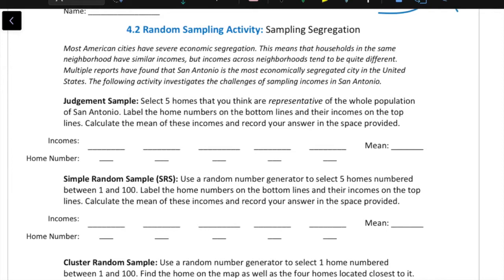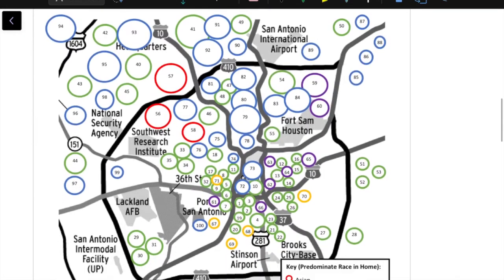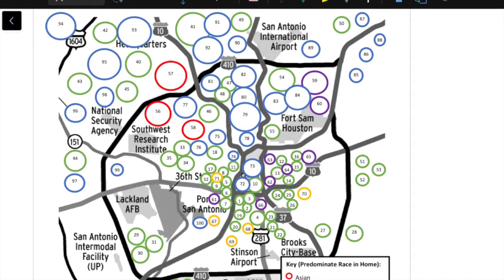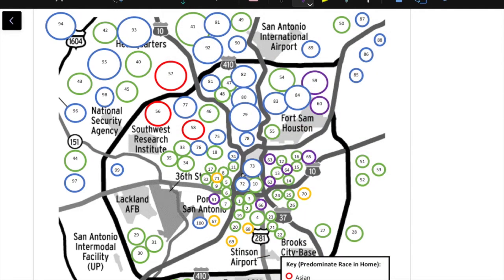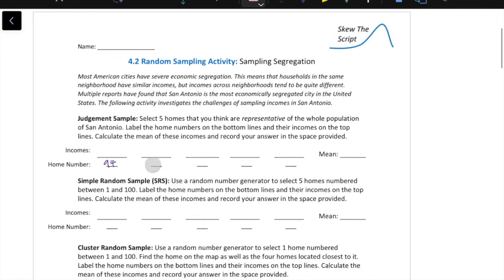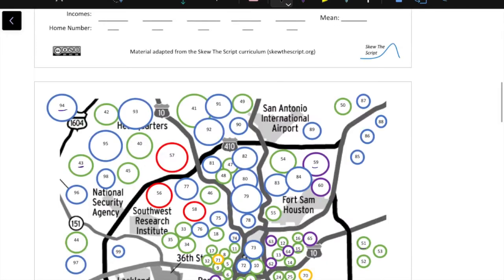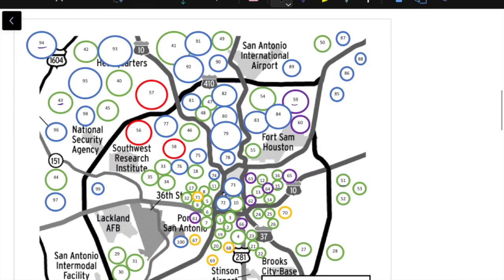So here's what I'm going to do first. We're going to look at this map, and they're asking us to pick 5 homes that we think are representative of San Antonio. I'm going to mark that with a purple pencil. So I'm going to choose 94, 43, 15, 51, and 59.